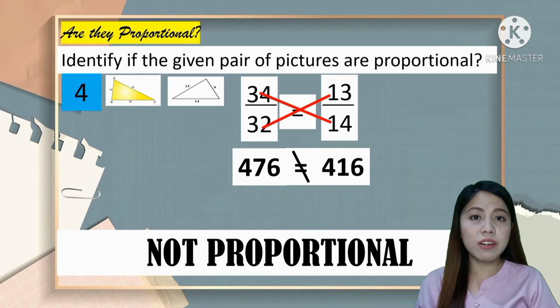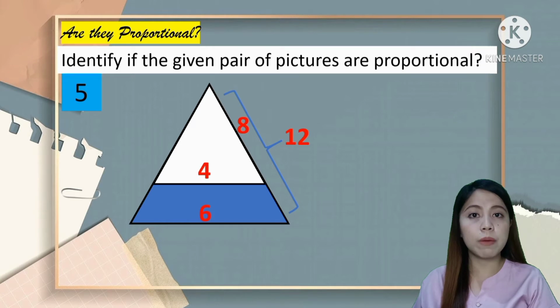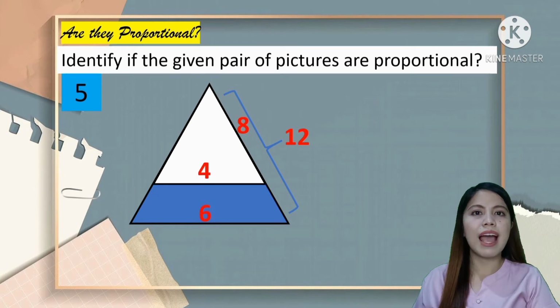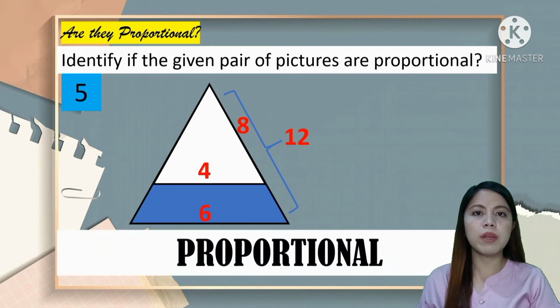Do you have any clarification regarding number 3 and 4? No. Okay, let us have the last number. Number 5, we have this figure. Are they proportional? You will compare the blue triangle and the white triangle. Again, are they proportional? That's right. They are proportional. Who can explain why they are proportional? Yes?